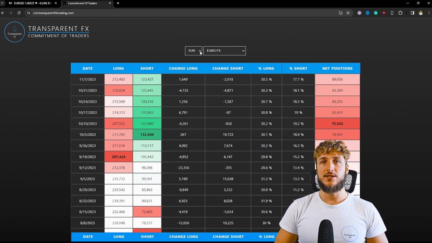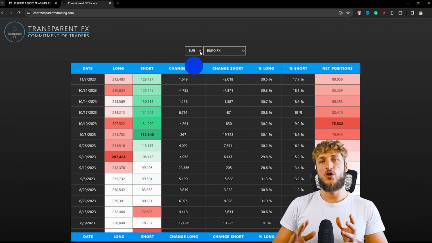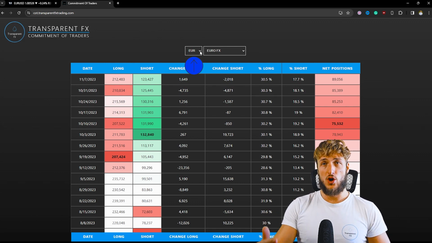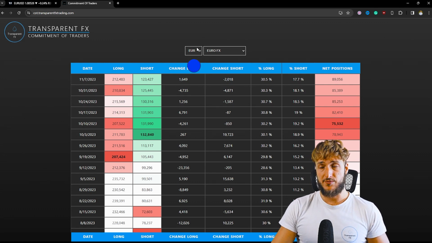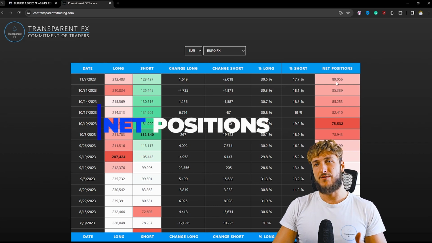Now, the first thing that you have to keep in mind is that if you're checking the data for the euro, you're actually already checking EURUSD. That is because all currencies on the spot are traded against the USD. So if you're checking the euro already, you're checking EURUSD. And what we can see here is that with the last reports, net positions have been increased.